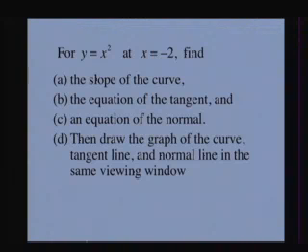For y equals x squared at x equals negative 2, find the slope of the curve, find the equation of the tangent and the equation of the normal, then draw a graph of the curve, the tangent line, and the normal line all in the same viewing window. So what that means is we need to apply that same formula for the slope.